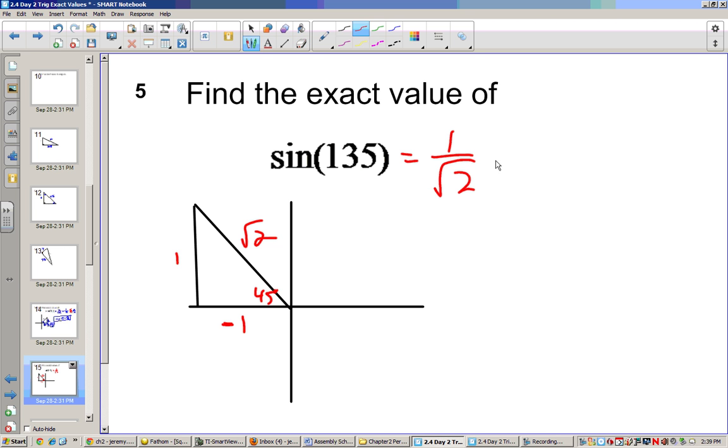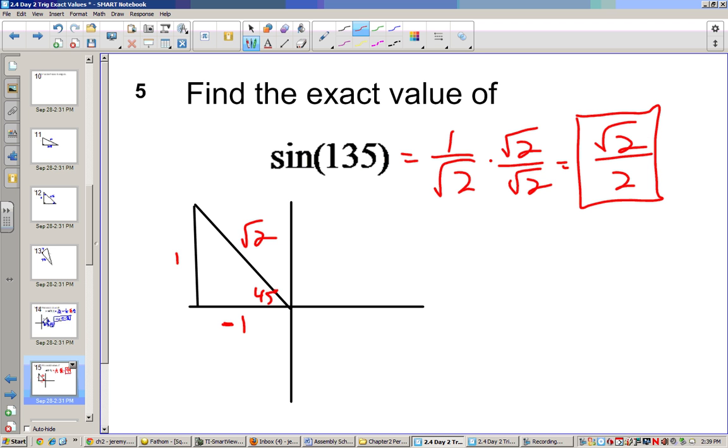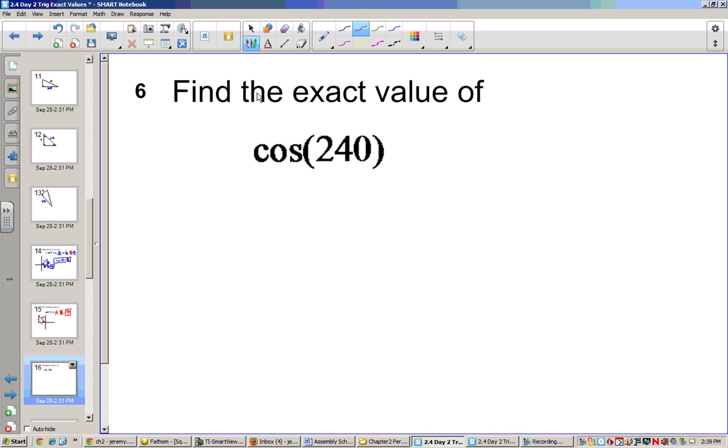I just got a little crazy with my pen. And again, we rationalize it to get root 2 over 2. So this is the same answer as the previous problem. Believe me, they're not all the same answer. It would be much easier if they were. Let's do cosine of 240.